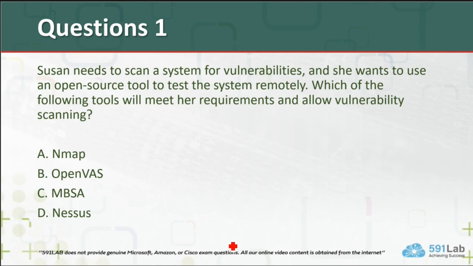So the answer for this one is actually OpenVAS. OpenVAS is an open source vulnerability scanning tool that will provide Susan with a report of vulnerabilities that it can identify from a remote or network-based scan. Nmap is an open source port scanner. Both the Microsoft Baseline Security Analyzer, the MBSA, and Nessus are closed source tools. They are proprietary. They are provided by vendors. They are not open source, although actually Nessus was originally open source, but nowadays you need to pay a fee for using Nessus.